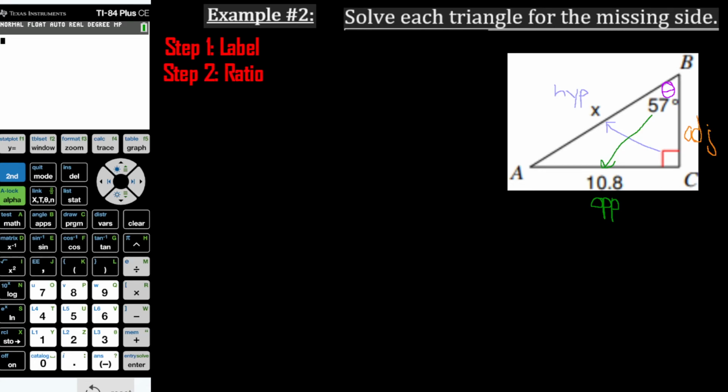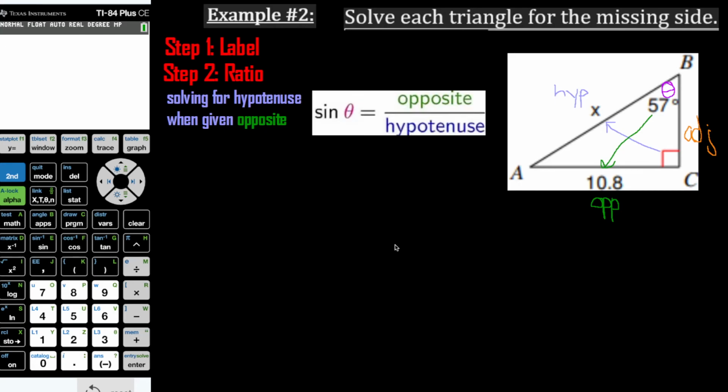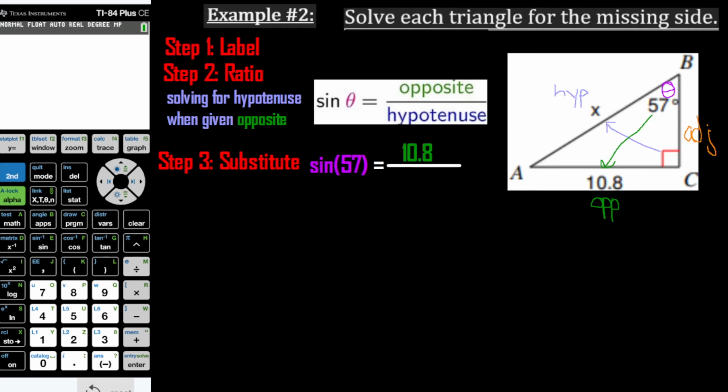So that means, okay, pick our ratio. We're going to be solving for the hypotenuse when given the side opposite. So that means we can use the sine of theta, which is equal to the opposite over the hypotenuse. Substitute in our values for our variables, and so I have the sine of 57 is equal to 10.8 over x. This is a little bit trickier, but we can still walk through it step by step.